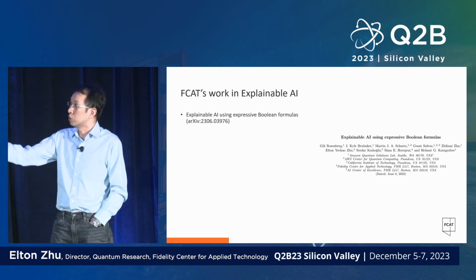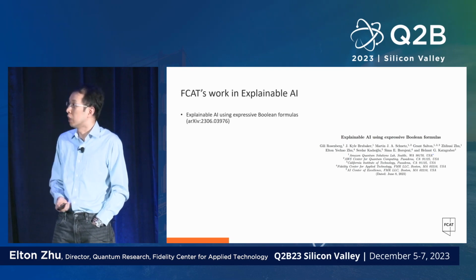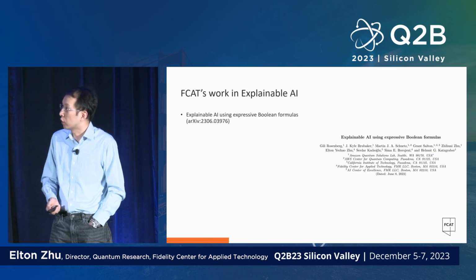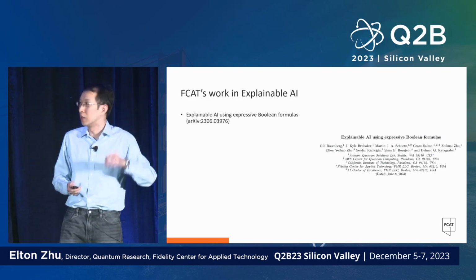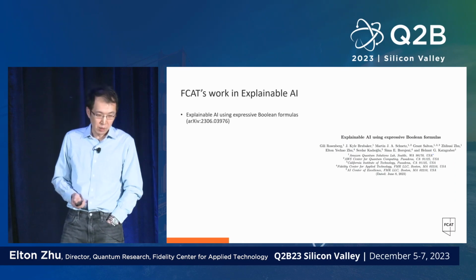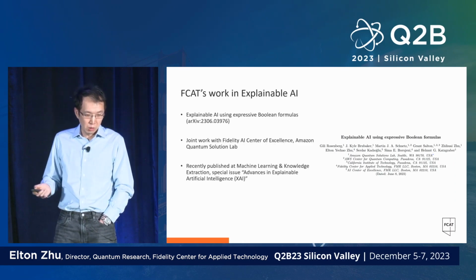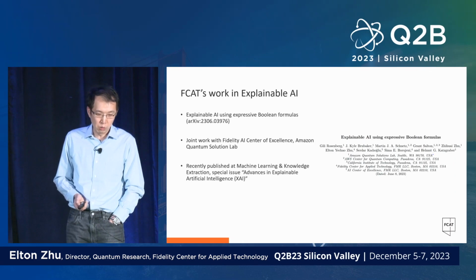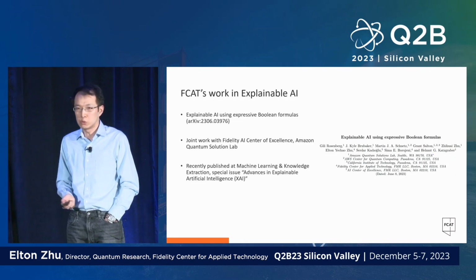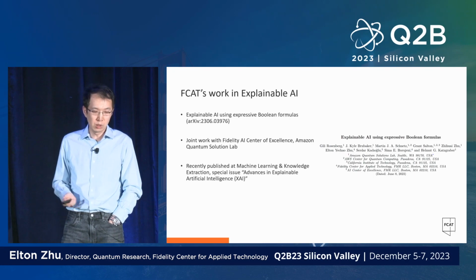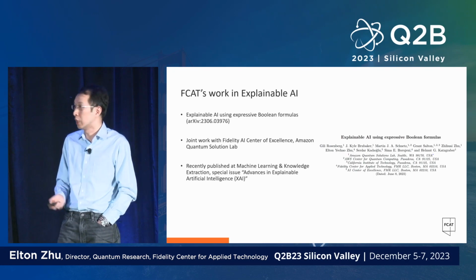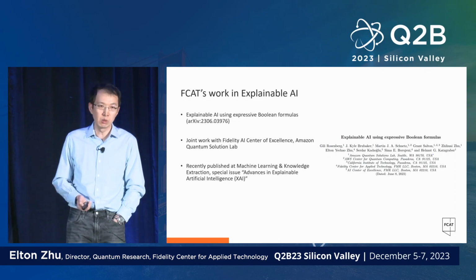So I just want to give credit to all of my co-authors. And actually, I think Grant Sultan is probably in the audience here. I'm sorry, the lights are shiny. Yeah, and I'm also happy to say that our work, as of 2 weeks ago, has been recently published at Machine Learning and Knowledge Extraction, special issue on advances in explainable artificial intelligence. So this work has been peer-reviewed already.